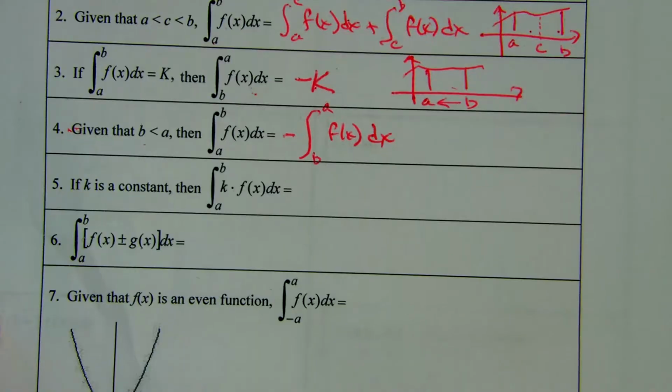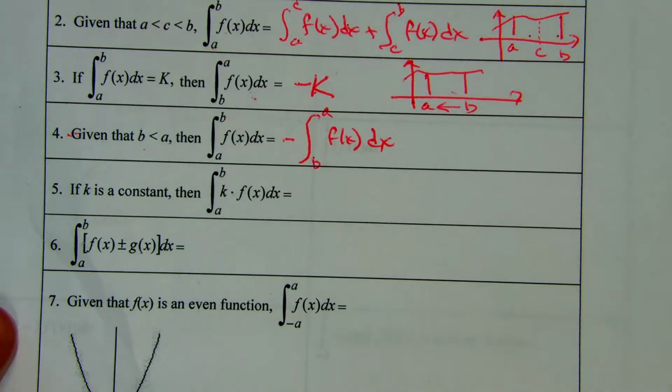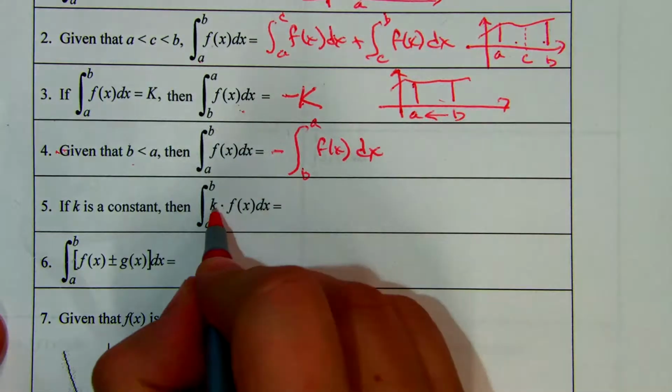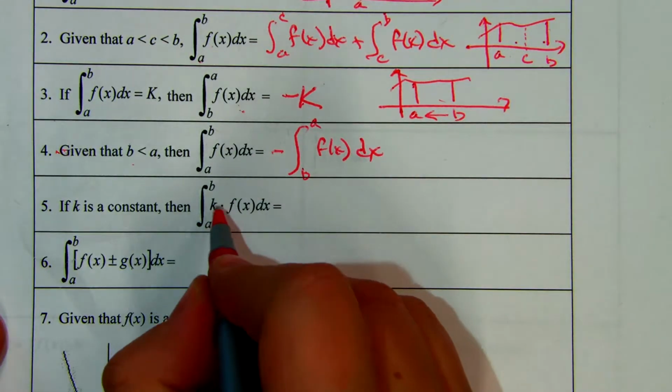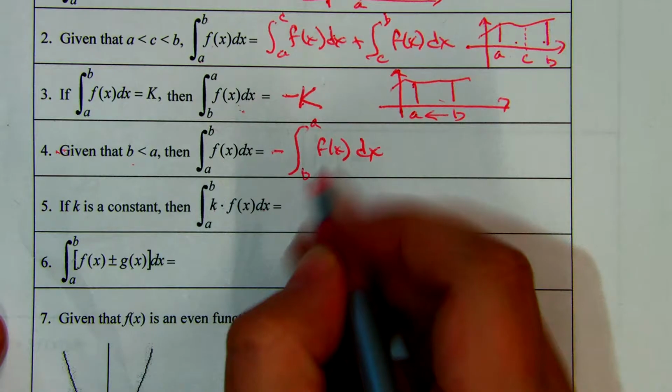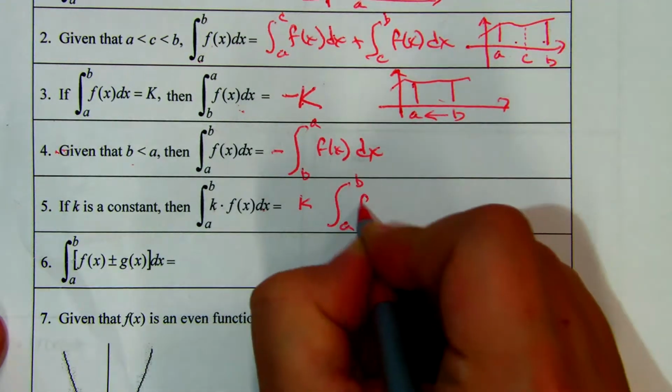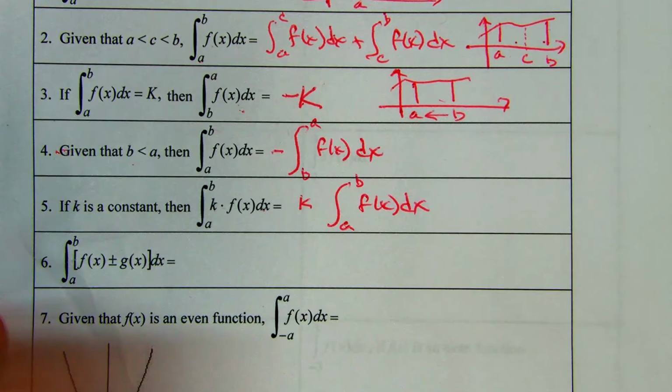Now, 5 and 6 are some basic algebraic rules for how you deal with integrals. For instance, if I have the integral from a to b of k times f of x dx, I can think of that as equal to k times the integral from a to b of f of x dx.